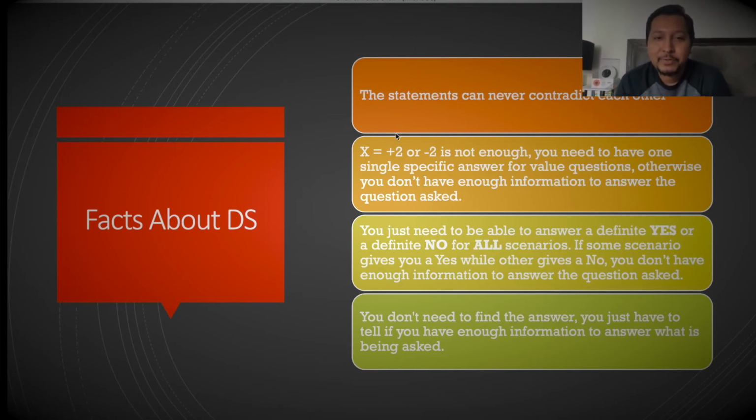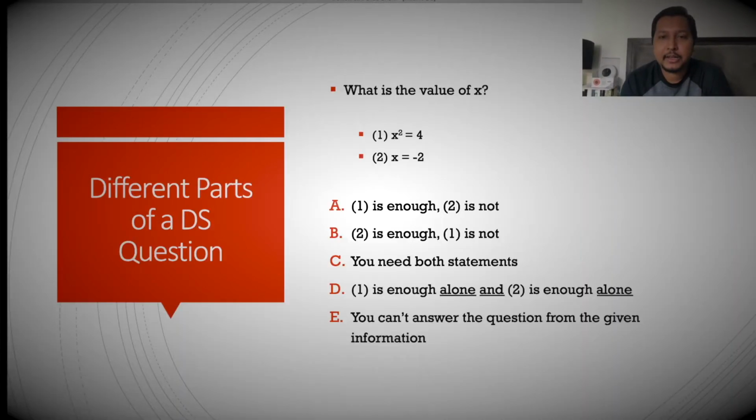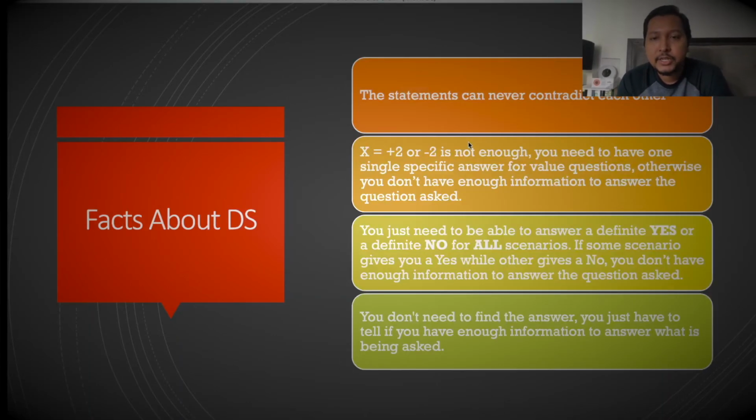So that's the first part, and in my data sufficiency strategies, I'll tell you how to use this fact to your favor to solve data sufficiency questions. Moving on. Many people think, for example, that if you're looking at statement 1 and you get x equals either 2 or minus 2, that is enough. What I'm saying here is that's not enough information, because if it's a value question, you need to have one single definite answer.